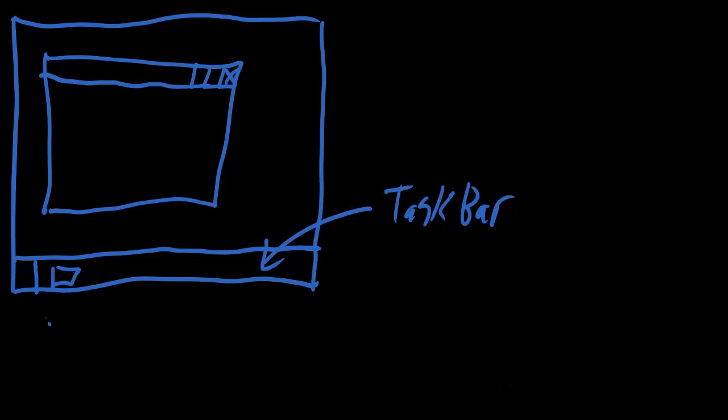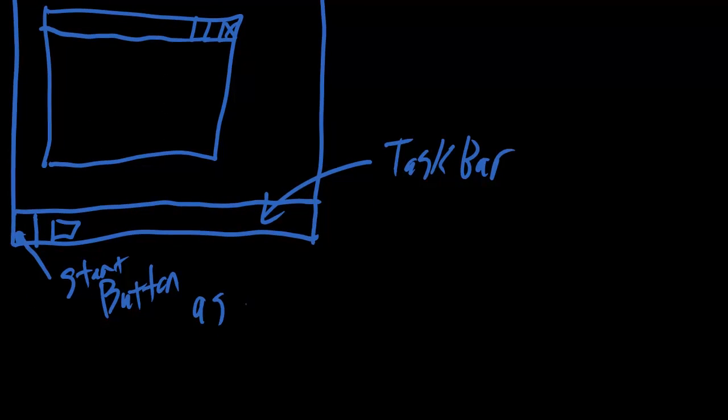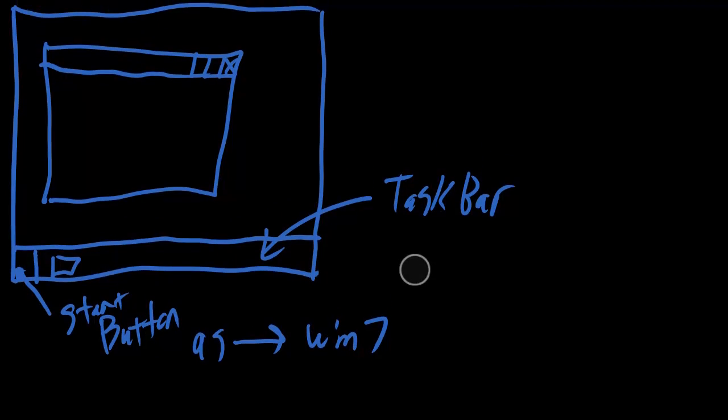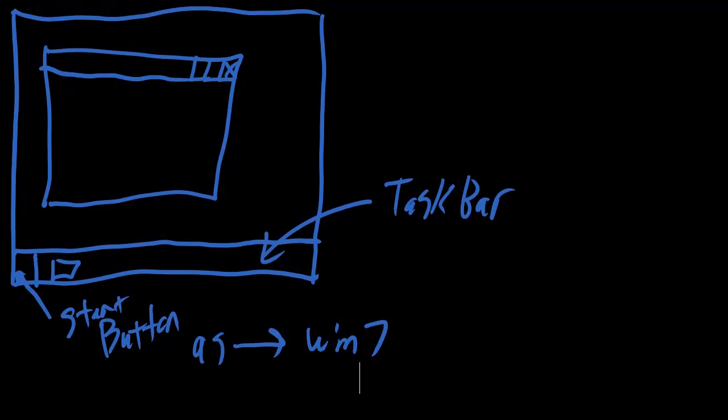And then in this lower corner here is the start button. The start button was introduced with Windows 95, and for the last, I don't know, so many years, up until Windows 7, that start button has been there. Windows 8 does something a little bit differently, but we can come back to that one another time.